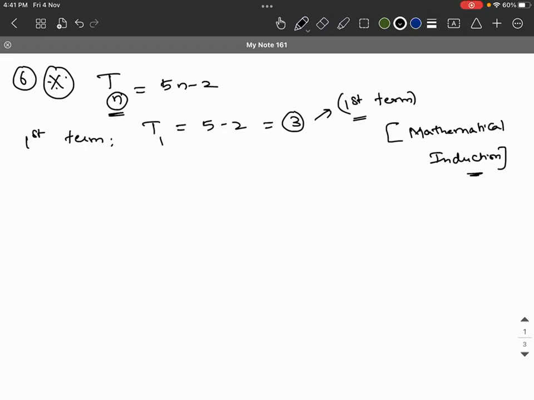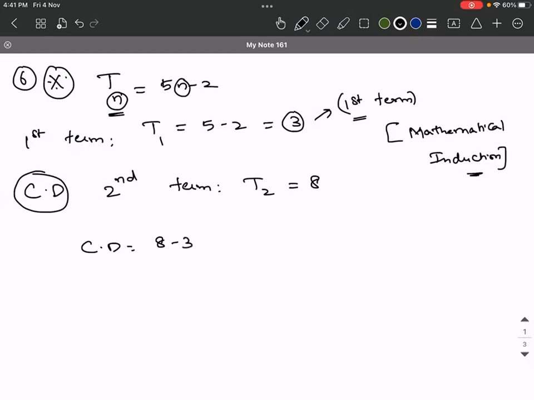Second is, they're asking you for the common difference. So for common difference, can I find the second term, T2, which is going to be, in the place of n, I'll substitute 2, which will give me 8. So what is going to be the common difference? It is the difference between the subsequent terms. So 8 minus 3, which is going to give you a 5. So common difference is 5.